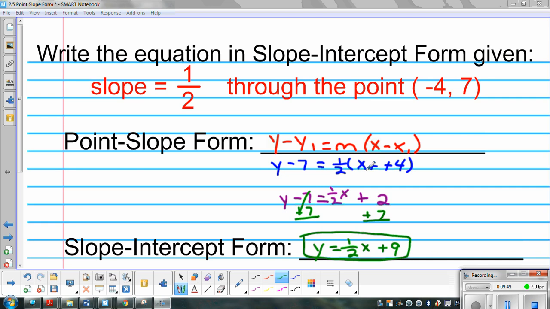Now, don't be scared of the 1/2 because a number times a letter is just number letter. So 1/2 x. Half times 4, half of 4 is 2. So really, there's nothing to be afraid of with the fractions. Get rid of your minus 7 so you can isolate the y. So you'd add 7 to both sides, and you end up with y equals 1/2 x plus 9. If you made any mistakes, please go back and double check yourself.